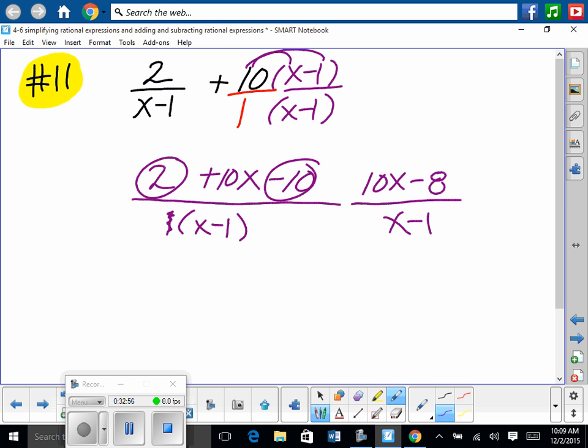Now, nothing factors further. I mean, the top I guess could, but I'm not going to be that picky. These don't divide out, so we're good. I'll accept that answer. Any questions?